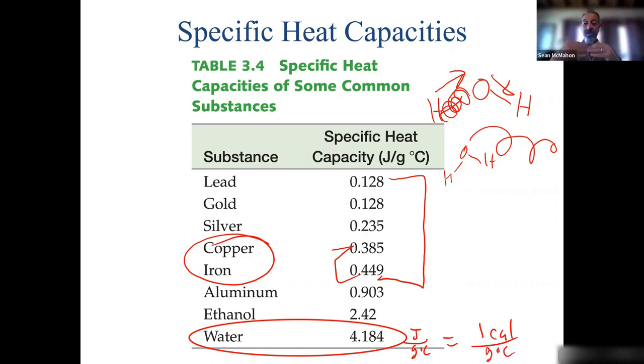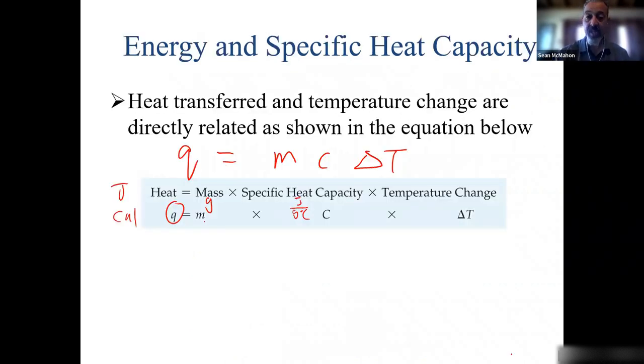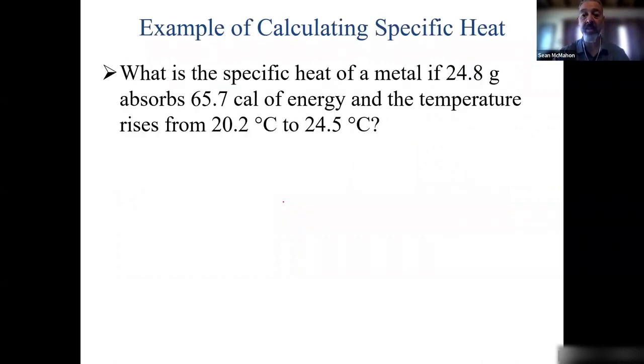So water is a good reference point, because we use that reference of 1, just like water's density is 1 gram per mL. 1 calorie is required to raise 1 gram per degree Celsius. And then obviously the delta T is the degree Celsius. So the degree Celsius cancels, the grams cancel, and that's how you're left with joules or calories. Okay, just remember Q equals mCΔT.